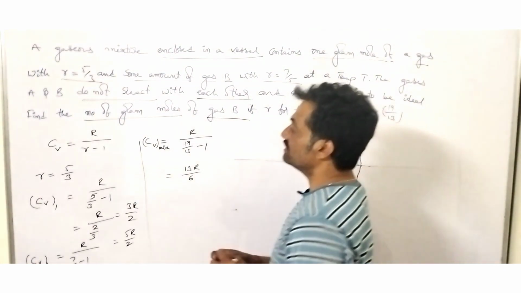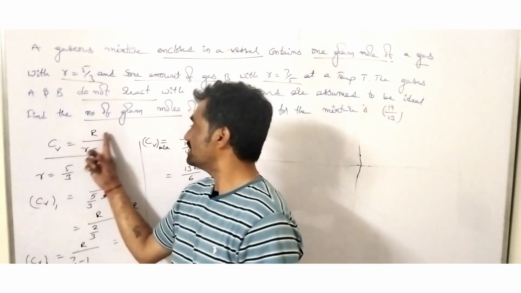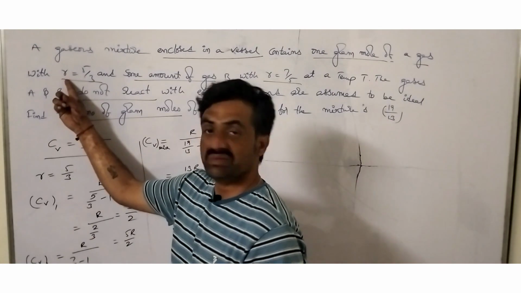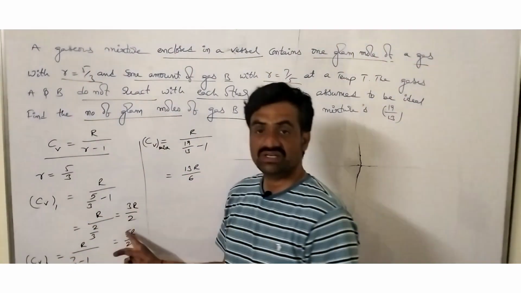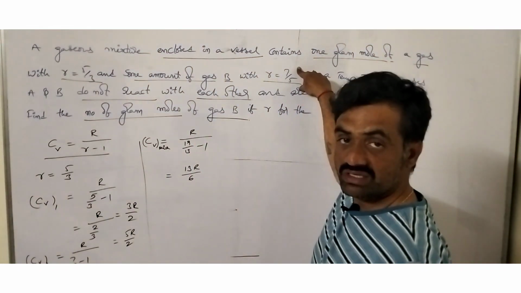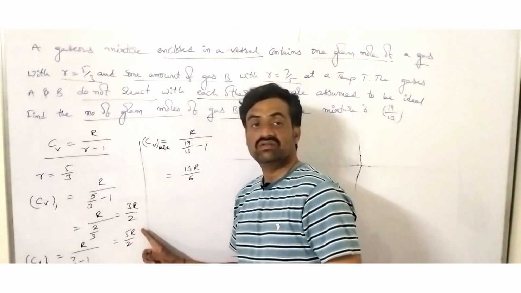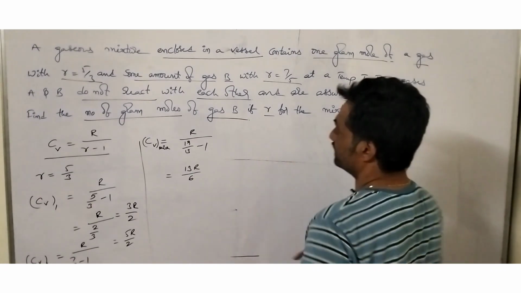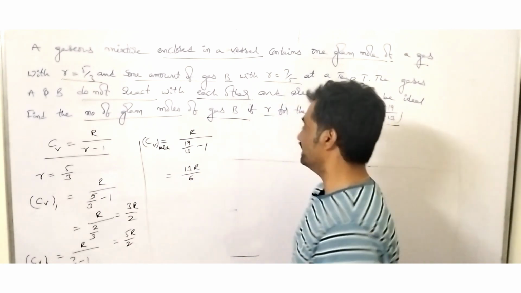If gamma for the mixture is 19/13. So here we know that specific heat at constant volume is C suffix V equals R by gamma minus 1. Initially for gas A, gamma is 5/3. When we substitute here, we get 3R by 2. Similarly, for gas B, gamma is 7/5, and when we substitute here, we get 5R by 2. Whereas gamma for the mixture is 19/13, and when we substitute in this equation, we get 13R by 6.